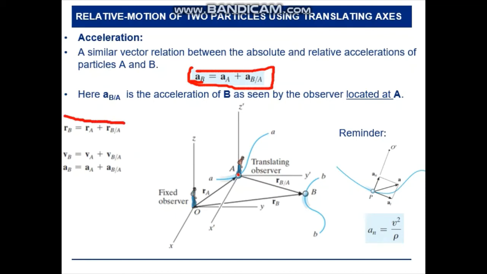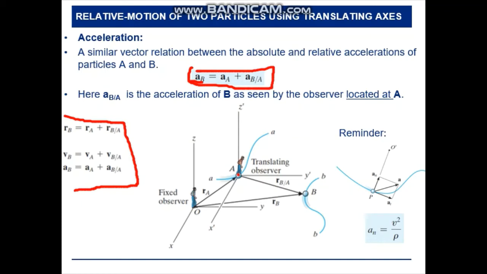So we have these three equations. If I want to find the position of B, I need to calculate the position of A, and if I know the position of B with respect to A, I can find the absolute position of B. Same thing for velocity, same thing for acceleration. If I know the absolute velocity or absolute acceleration of A, and if I know it from the translating observer frame to this one, or vice versa, if I know the absolute velocity of B and the absolute velocity of A, then I can find the relative velocities between these two particles.